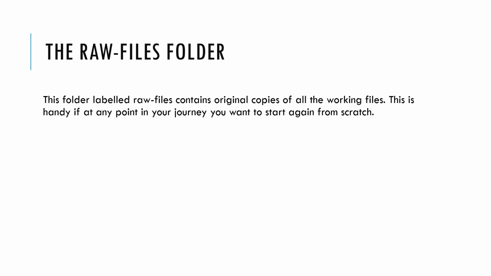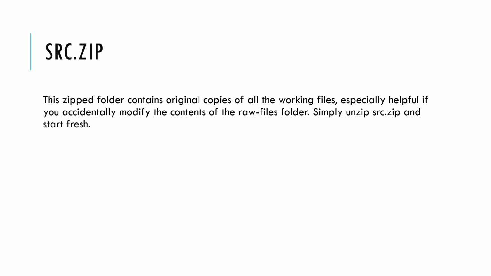This folder labeled Raw Files contains original copies of all the working files. This is handy if at any point in your journey you want to start again from scratch. I've also provided a folder called src.zip. This zipped folder contains original copies of all the working files, especially helpful if you accidentally modify the contents of the raw-files folder. So you simply unzip src.zip and start fresh. The sample project is a book of short stories with 3 stories by the same author.